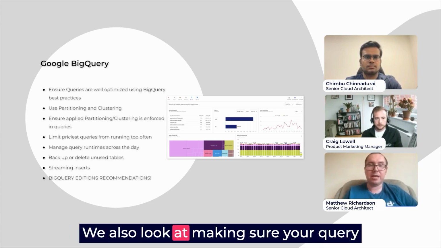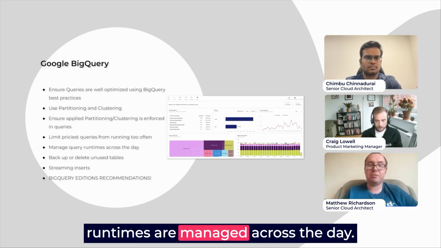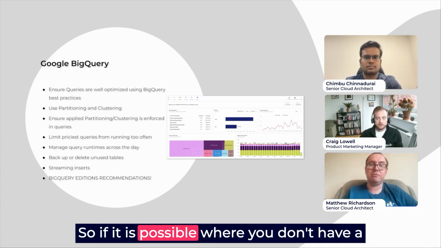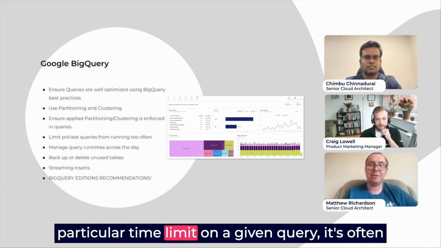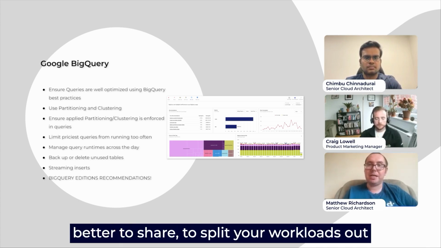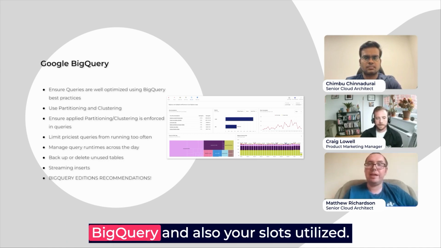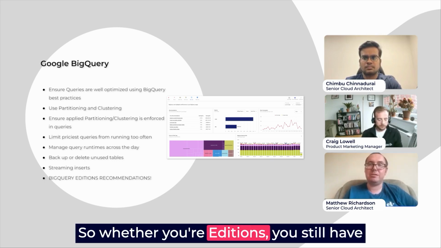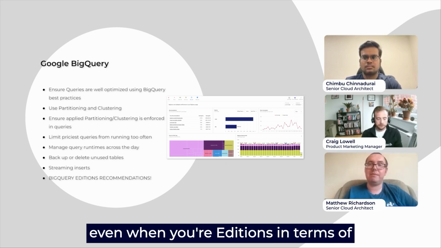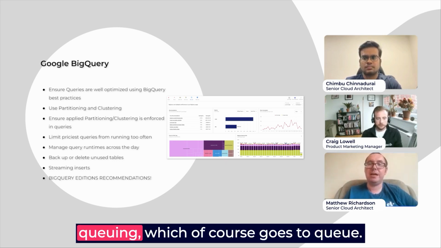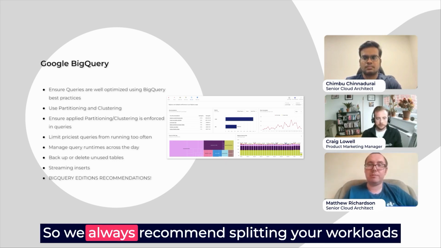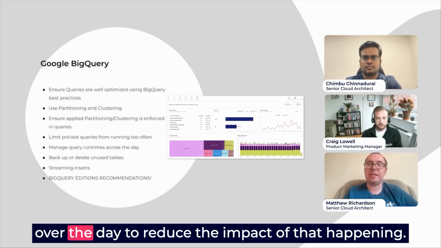We also look at making sure your query runtimes are managed across the day. So if it is possible where you don't have a particular time limit on a given query, it's often better to split your workloads out throughout the day to reduce the strain on BigQuery and also your slots utilized. Even when you're on demand, you still have a limited amount of capacity in terms of queuing, which could cause queries to queue. So we always recommend splitting your workloads over the day to reduce the impact of that happening.